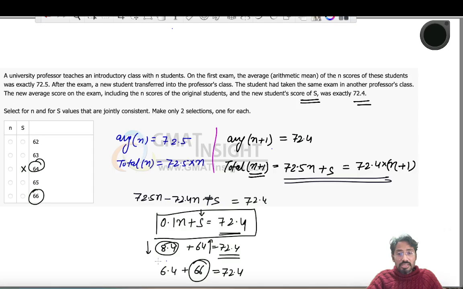Now you see 66 and 64, these are two values available amongst the options, where the value of n should be chosen as 64, which on multiplying with 0.1 becomes 6.4. The value of S should be 66. So the answer for this question is C option in the first column and E option in the second column. I hope you enjoyed this transition.